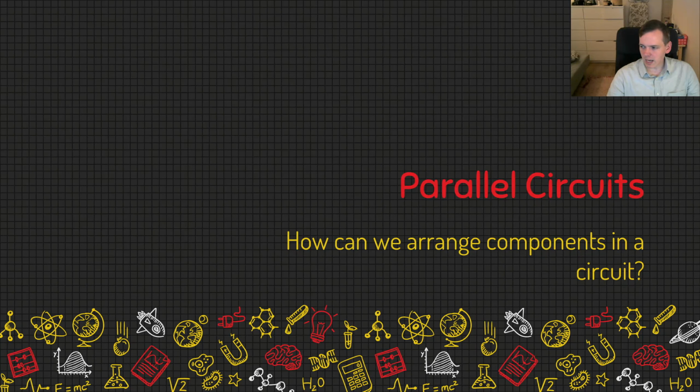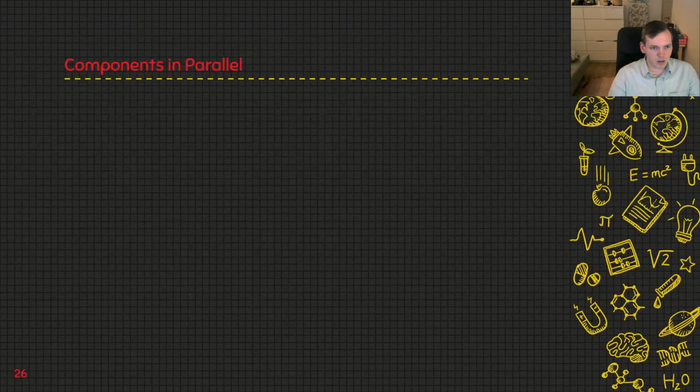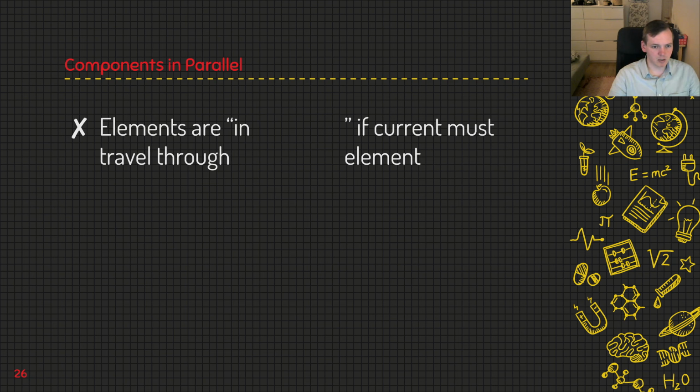Let's take a look at parallel circuits here, and these are just a different way of arranging components. So if components are in parallel, they are in parallel if the current must travel through either but not both elements. So it means it's only going through one or the other.